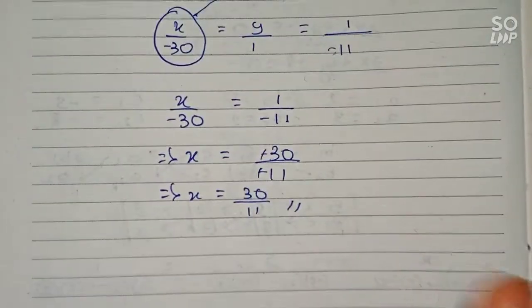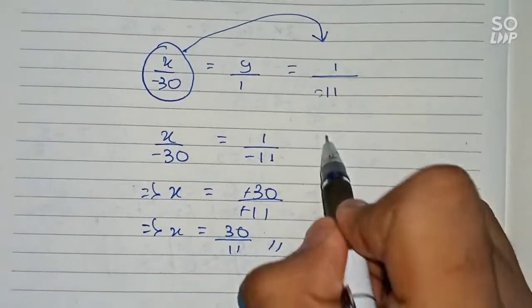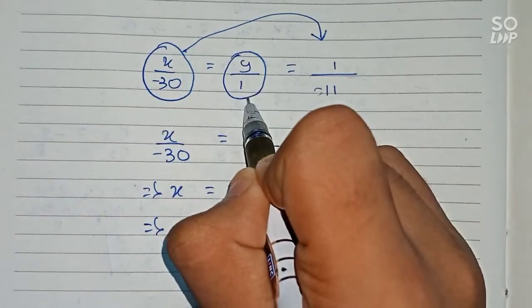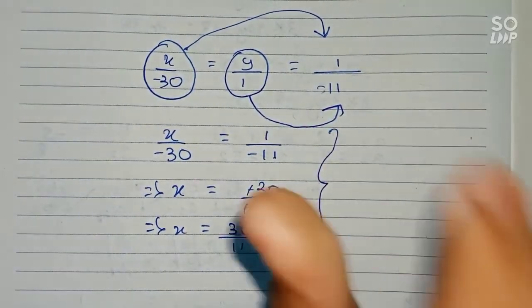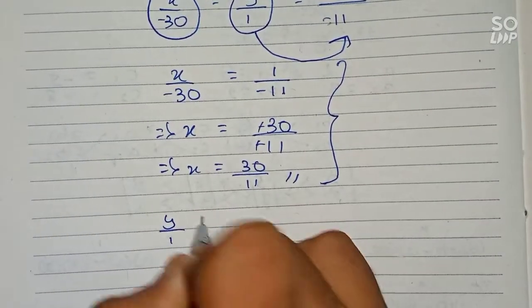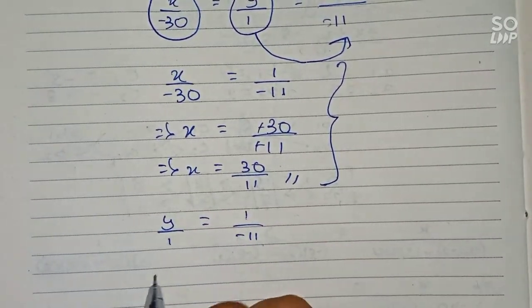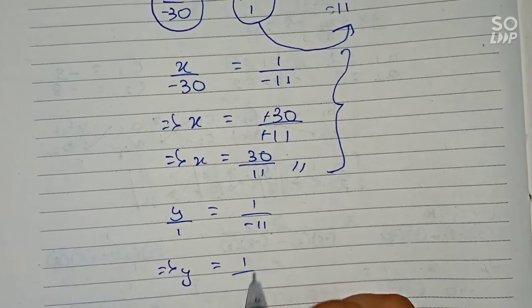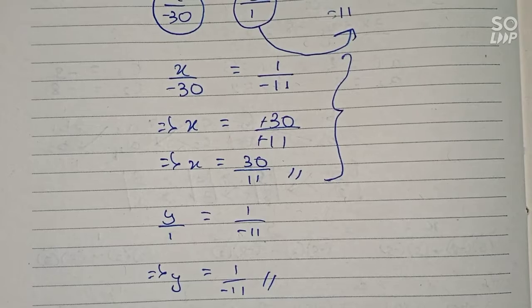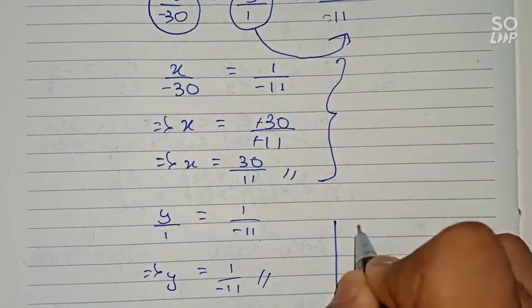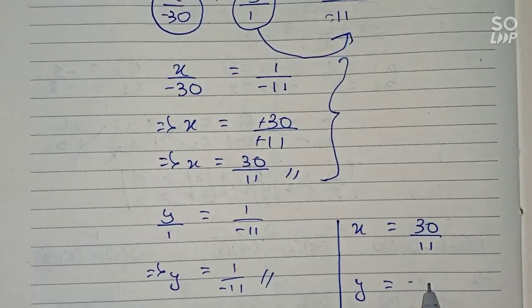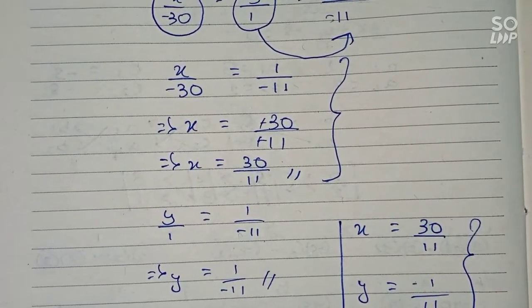Now the second thing: this y by 1 is equal to this number. So y by 1 is equal to 1 by minus 11. So y is equal to 1 by minus 11 only. So this is our answer. Finally you can write it: x is equal to 30 by 11 and y is equal to minus 1 by 11. So this is our final answer for this question.